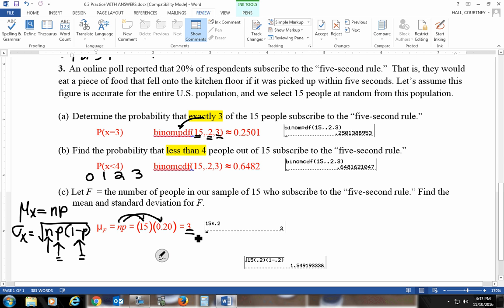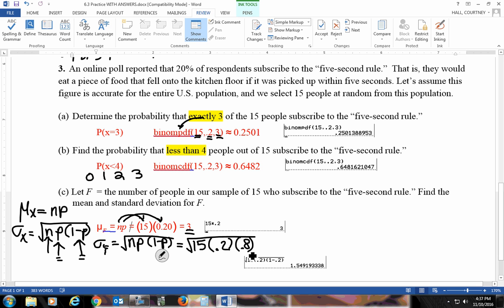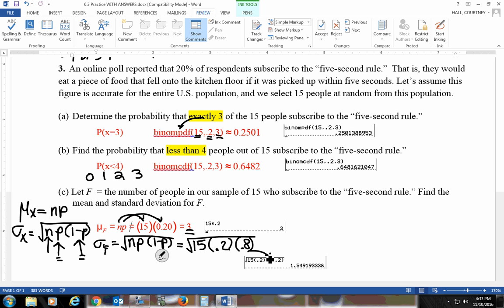Okay, the standard deviation of F is equal to the square root of n times p times 1 minus p. So essentially the square root of our number of trials, 15, times the probability of success, 0.2, times the probability of failure, 0.8. I did go ahead and type in the 1 minus 0.2 on my calculator instead. That's the same thing as 0.8. So either way, you would get the same answer of 1.54919, and so on.